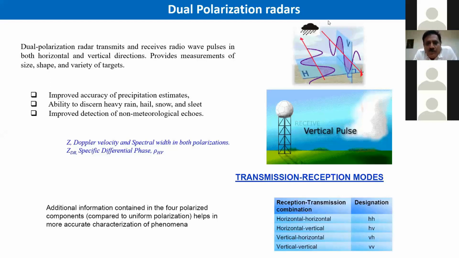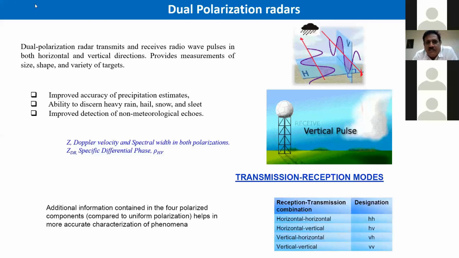So some of these problems can be rectified with the use of dual polarization radars. With a dual polarization radar, you can transmit with one polarization and receive with the same polarization, and also with the opposite polarization, depending on what type of mode you are operating. But then you can get the information in the two polarizations.